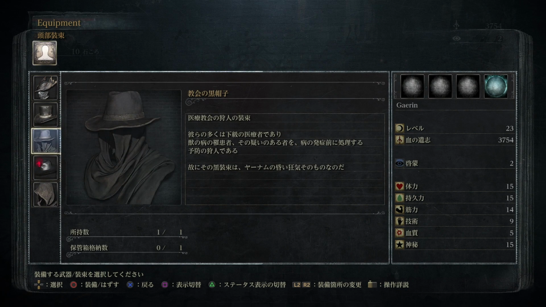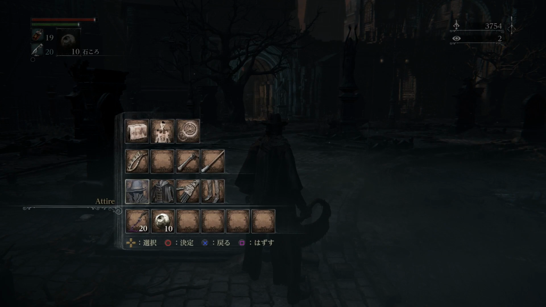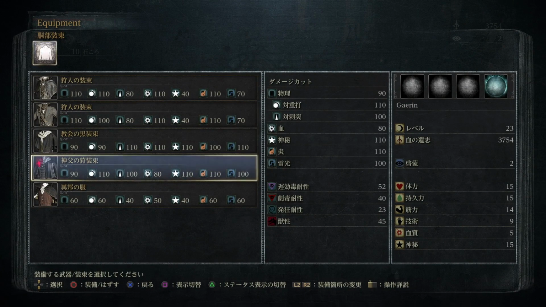Black Church Hat. Attire of Healing Church Hunters. Most Healing Church Hunters are elementary doctors who understand the importance of early prevention of the scourge, achieved by disposing of victims, and even potential victims, before signs of sickness manifest themselves. Their black attire is synonymous with fear and that peculiar yarn of madness.